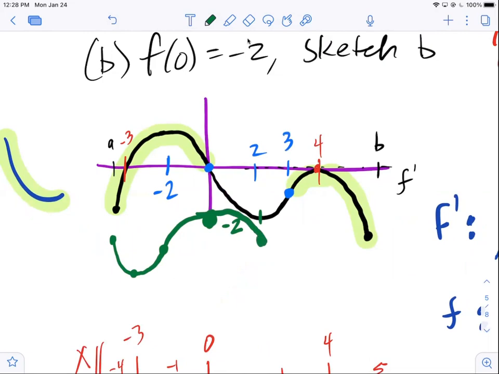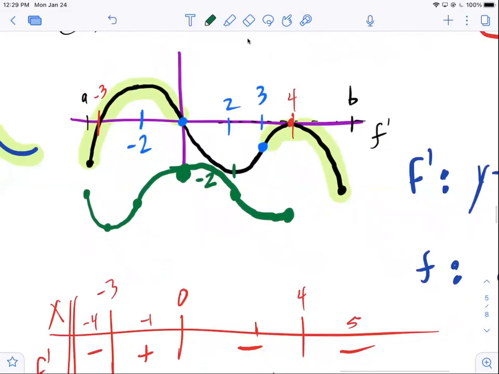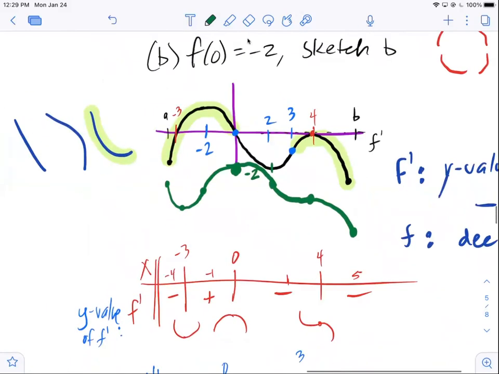From 2 to 4, I have negative y values, positive slopes. Negative, positive means decreasing concave up. Decreasing concave up to a horizontal tangent line. And then finally from 4 to B, I have negative y values, negative slopes. So that's decreasing concave down. Boom. And there you go. That would be the graph.